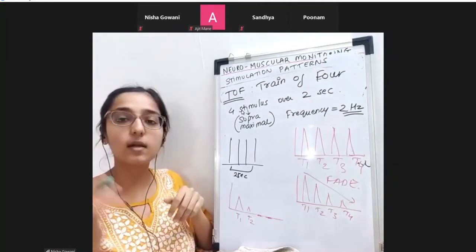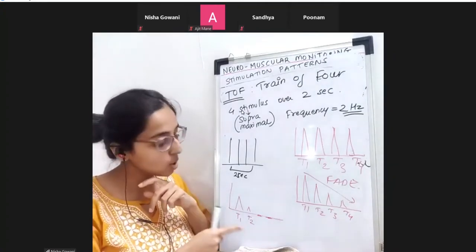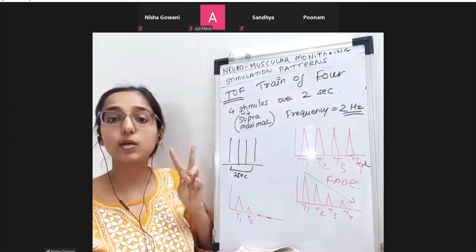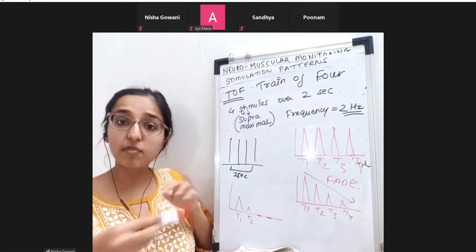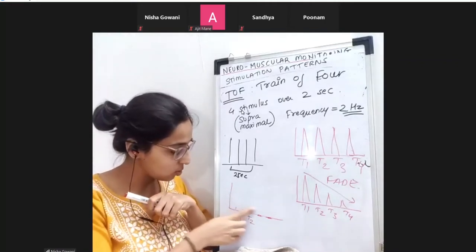Then again, the senior tells you to press the button again. Again, you saw only two responses. So I will say TOF count is 2. After some time, after 5-10 minutes, you press the button again.